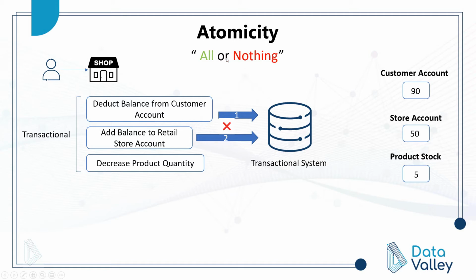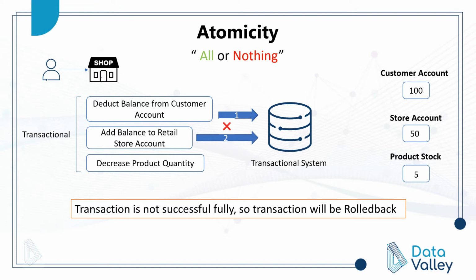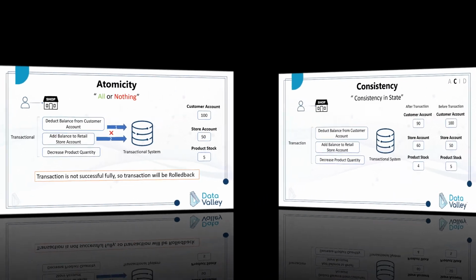And according to the atomicity concept, all or nothing, either all the steps of the transaction should be completed or nothing will happen. That means we need to roll back all the steps in our transaction that we applied on our transactional system. So in this case, customer account should be rolled back to the previous value or old value. And in this case, we say the transaction is not fully successful, so we applied a rollback. So you notice here that in case we have a failure in our transaction, we didn't change the state of our transaction system. It is the same state after the transaction and before the transaction.